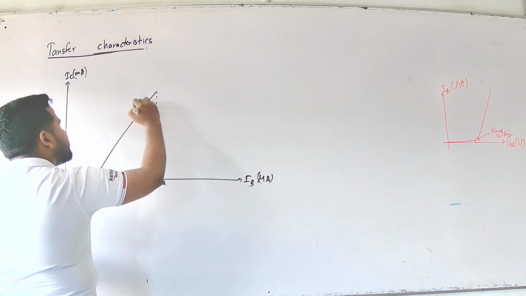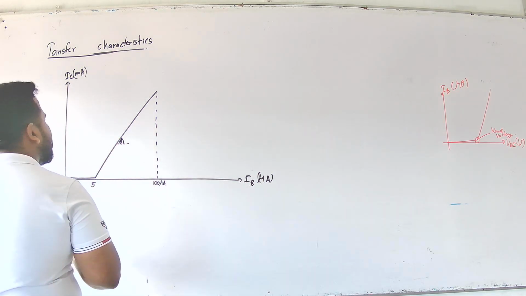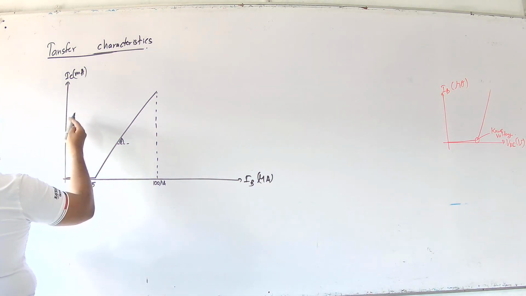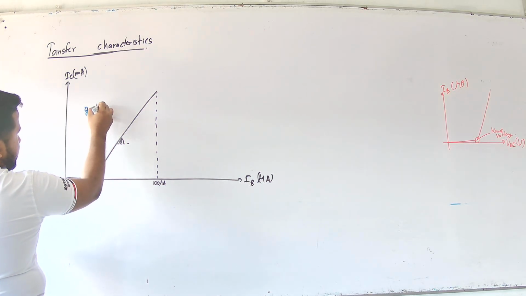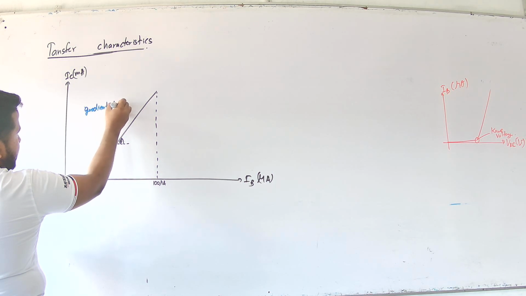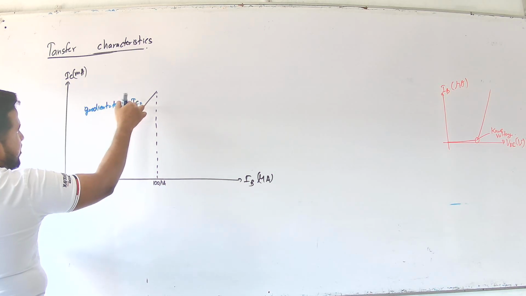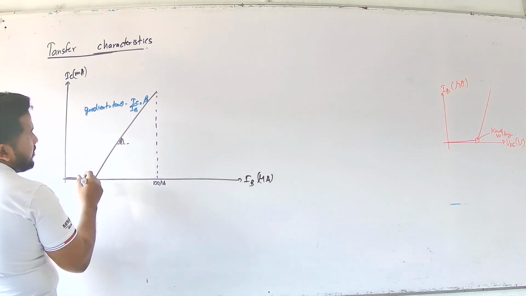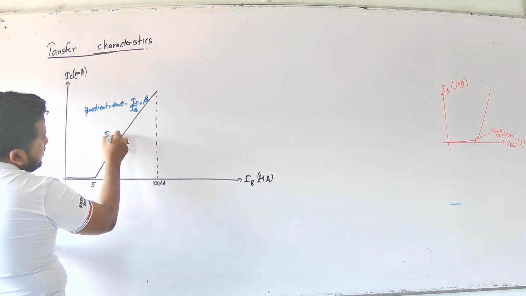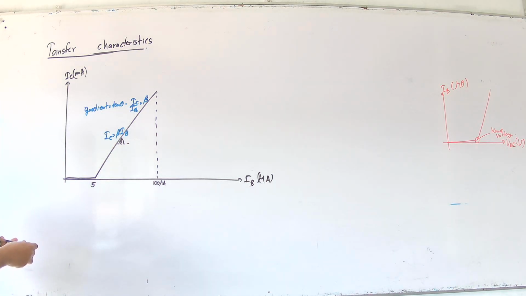This is the linear part. So what is the gradient of this one? So how can we find the gradient? Gradient is tan theta, IC over IB. That means IC over IB, current gain. So this is IC equals beta IB, right? Because of that, this is the linear part.